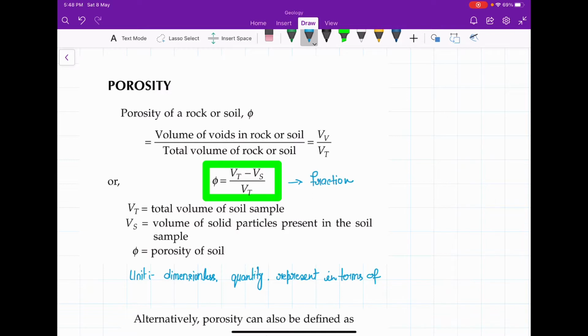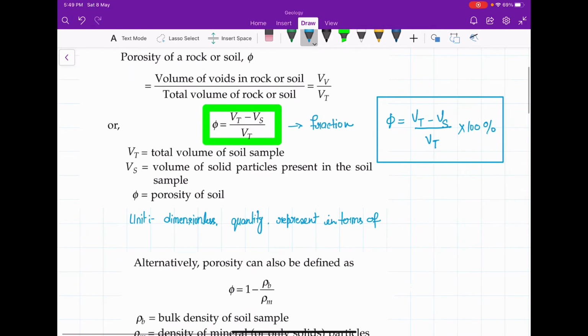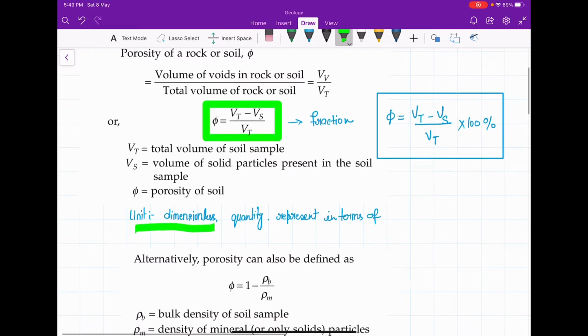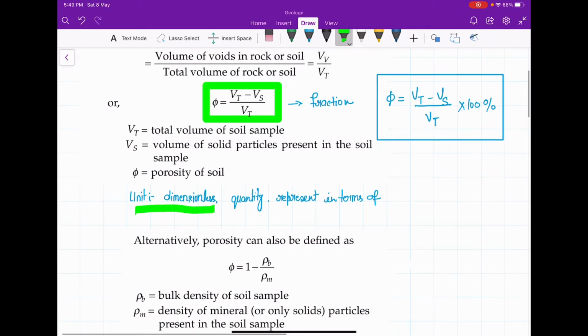So the value will be in fraction. In terms of percentage, the definition of porosity will be (Vt minus Vs) divided by Vt, into 100 percent. So simply multiply the entire value by 100. The unit of porosity is the ratio of volume, so there is no unit. Porosity is a dimensionless quantity, and we can represent it in terms of fraction or percentage.